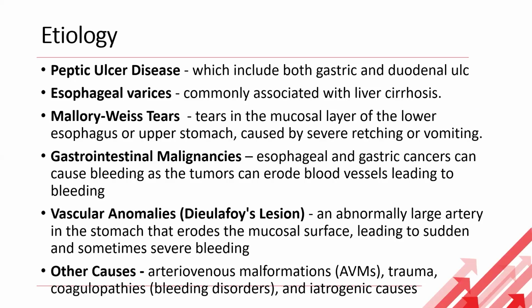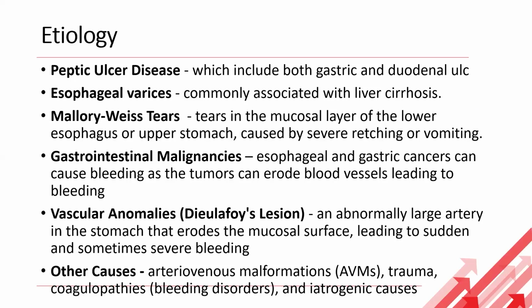Then you have other things like gastrointestinal malignancies. Your esophageal cancers and gastric cancers can bleed as the tumors erode blood vessels within these areas. Then you have vascular anomalies, like a Dieulafoy's lesion, which is an abnormally large artery in the stomach whose mucosal surface becomes eroded and can suddenly start bleeding, and it can be quite severe bleeding. Other causes are arteriovenous malformations.